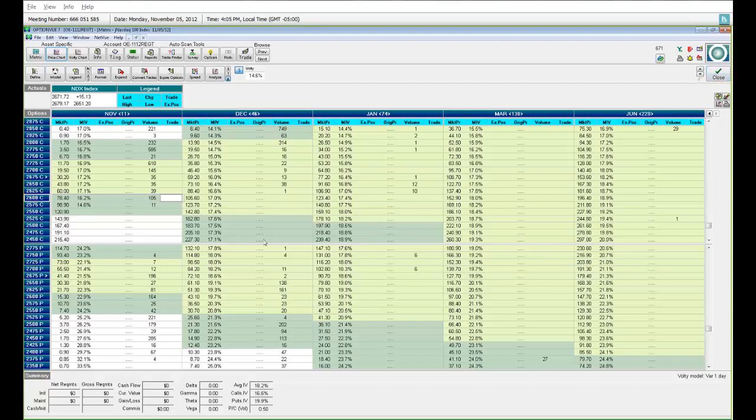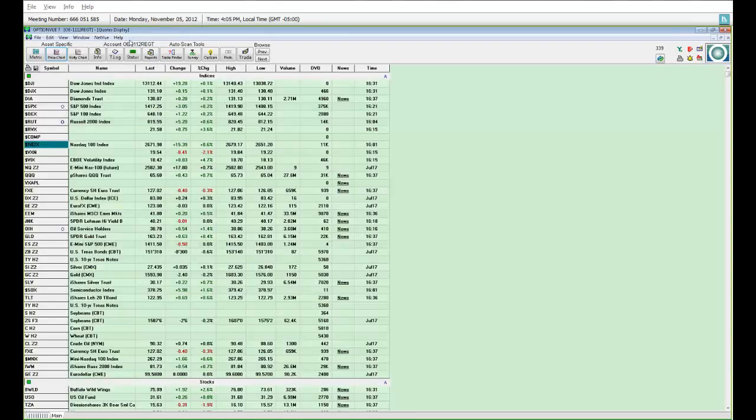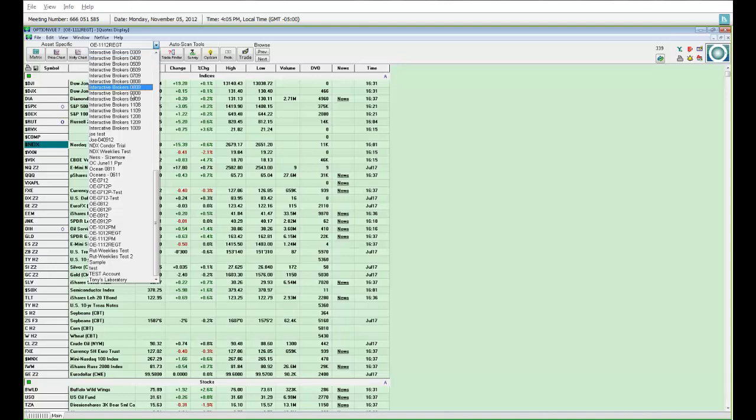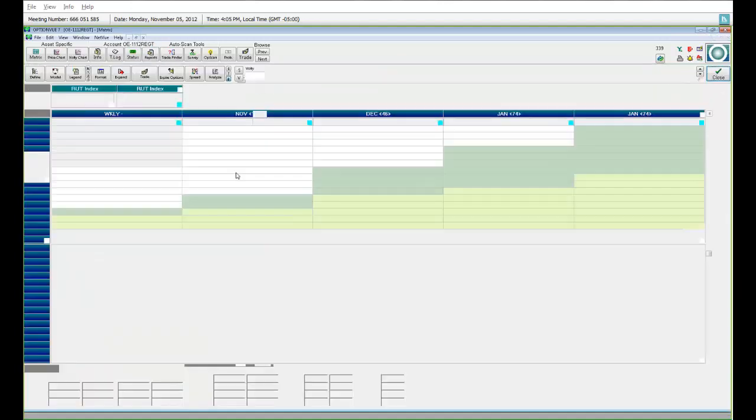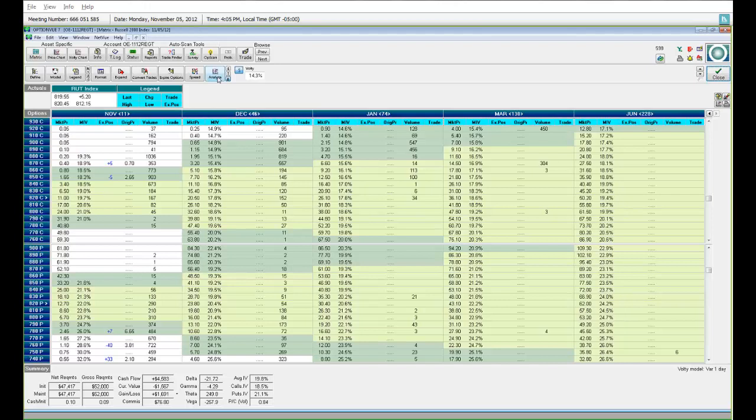I don't want to get too complicated with you guys. All right, I'm just going to show you an existing position that I have. Actually, it's right here. Okay, I don't want to get too complicated, but I'm just going to show you something now.